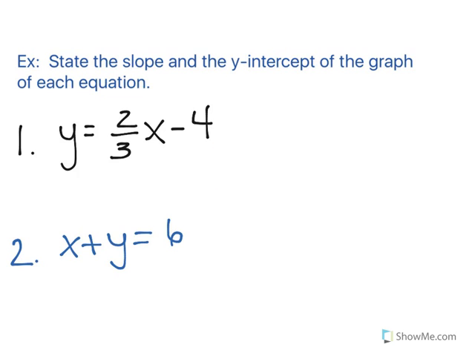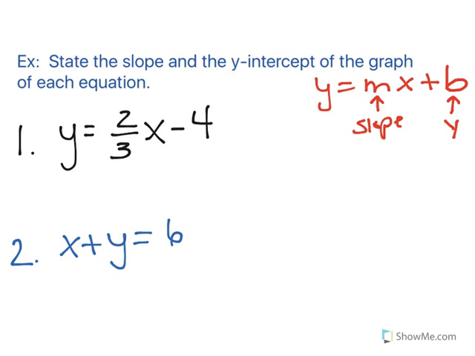State the slope and the y-intercept of the graph of each equation. So I'm going to put y equals mx plus b. This formula is going to be your friend this lesson, so you're going to keep writing it multiple times. Again, our m is our slope, and then our b is our y-intercept.